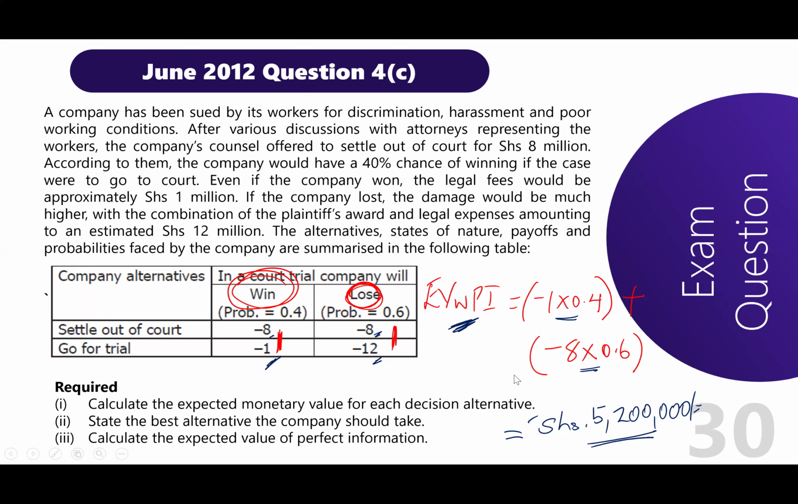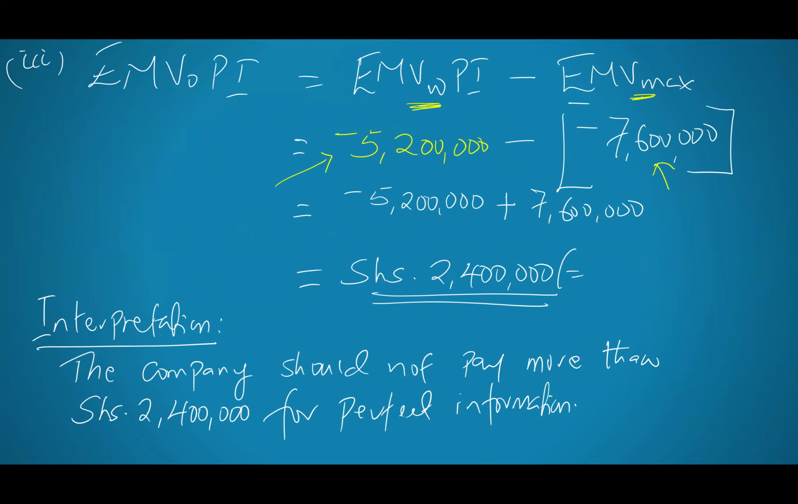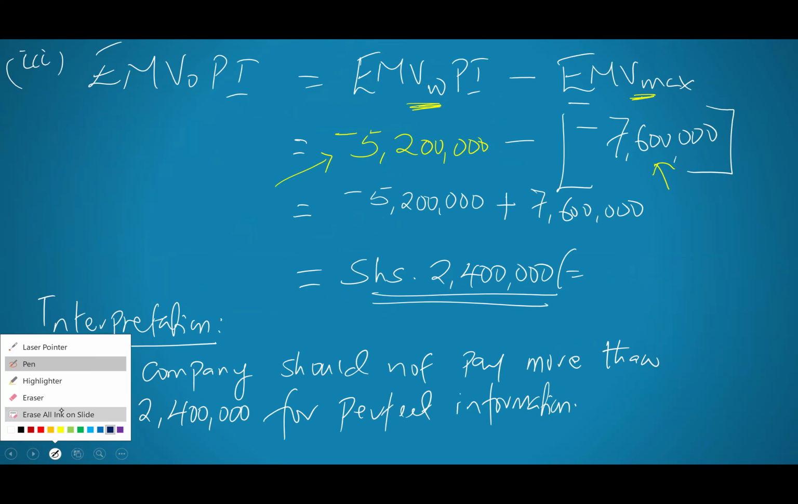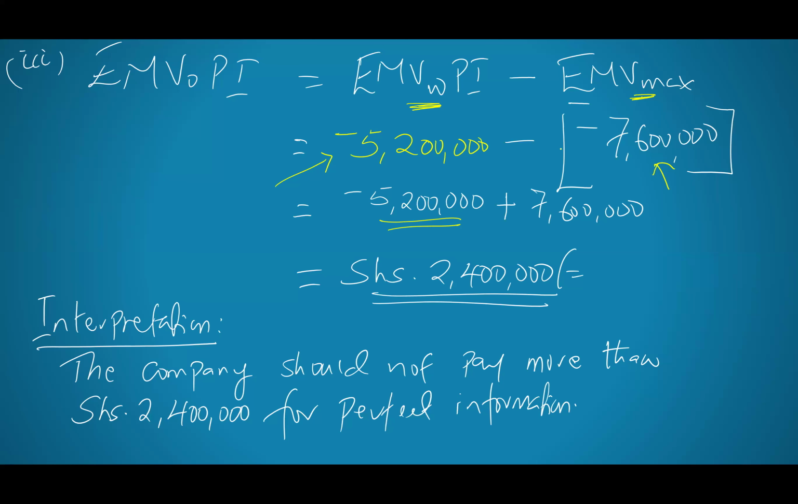So now that you have seen that, we substitute in our formula here. This remains as a negative, but the negative outside the brackets affects the negative within the brackets, and that makes it a positive. So when I add the 5.2 and the 7.6, it takes me straight to 2.4. So what are we saying? We are saying that the company should not pay more than 2.4 for perfect information. It's all about how much should be paid for perfect information.